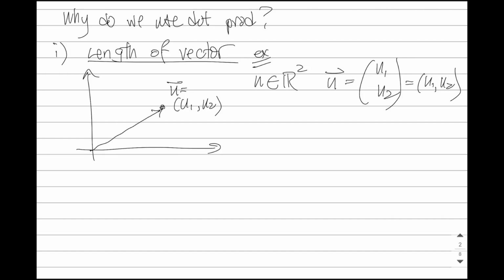So why would we want to use the dot product? It's a strange definition. What good does it do? The first important thing that it does is it lets us talk about the length of a vector.